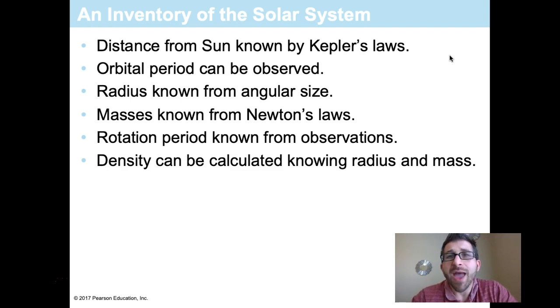We can determine its masses using Newton's universal law of gravitation and the interaction of those planets with other objects like moons and other planets. We can get the rotational period from observations, and finally we can get the density of the objects if we know its radius and we know its mass. So these are the ways in which we can find out more about the planets and the objects within our solar system.